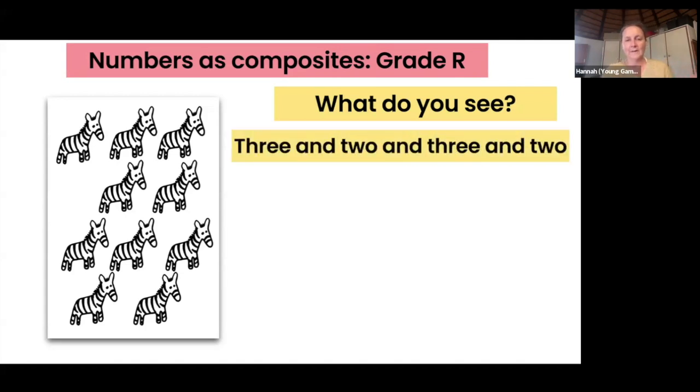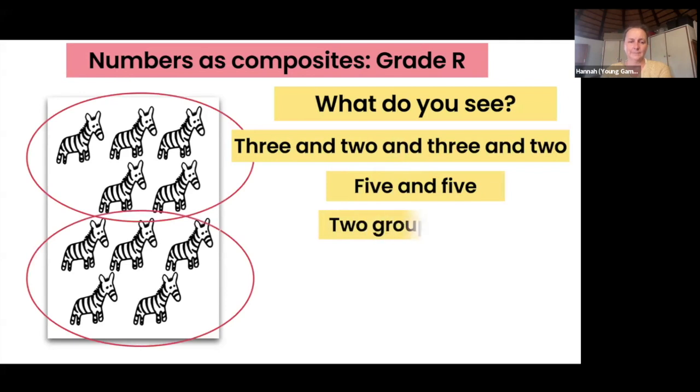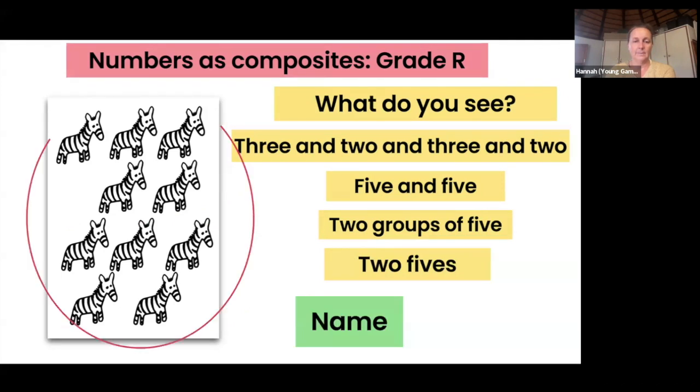So we want them to see 3 from the top, 3 and 2 and 3 and 2. Later, they'll talk about it as 5 and 5 and 2 groups of 5. Again, all of this, as I've said already, is laying the foundations for multiplicative reasoning as well. And then, of course, we know the name is 10. So in grade R or grade 1, they already know the quantity and they can describe the quantity. And we just tell them the name is 10.